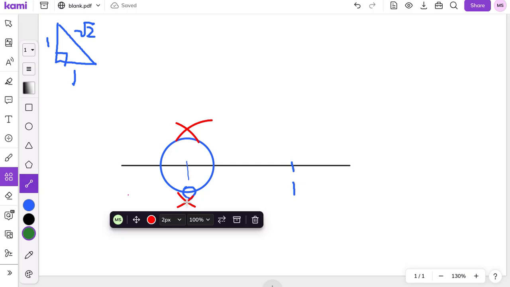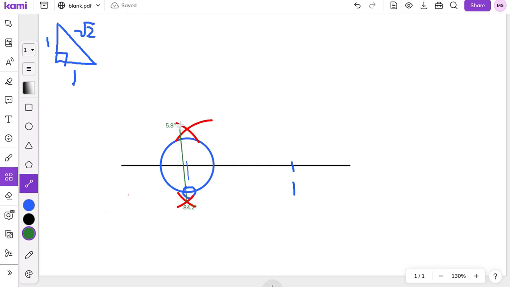So we have this one here, and I'm just going to go through that point and give ourselves a little extra length because we're going to need it. I don't know how much, but this should be enough. And now we have created a perpendicular line. Now we just have to measure the length of 1.